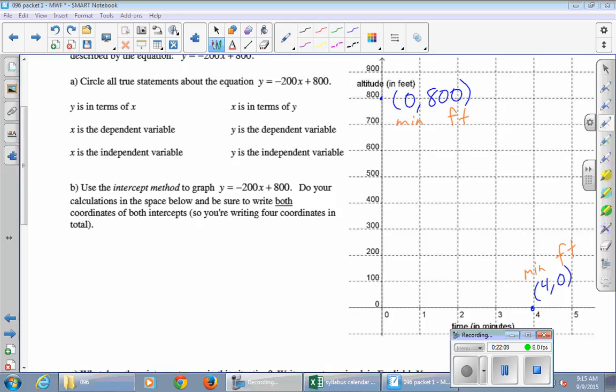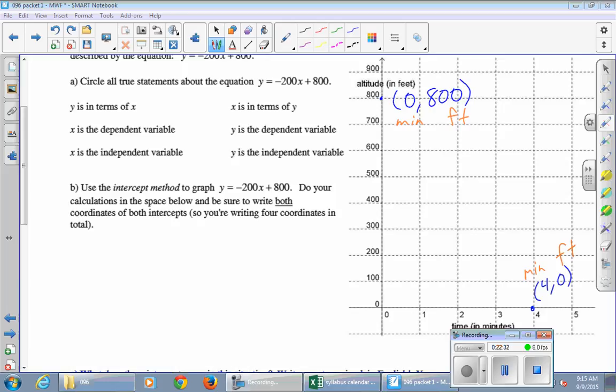So then you start to make your first pass, your first attempt at the sentence. After 0 minutes, the balloon is 800 feet. Okay, that's getting there. It's kind of awkward at the moment, but it's a first attempt anyway. So that 800 feet, maybe you could say 800 feet high, or it has an altitude of 800 feet, or it's 800 feet off the ground. So now it's starting to sound a little bit better.